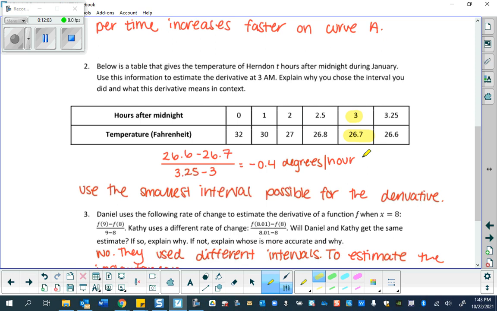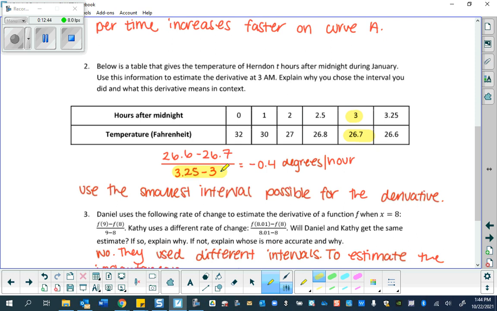So the interesting thing is, it says use this information to estimate the derivative. Explain why you chose the interval that you did. So here, why did I pick 3.25 instead of 2.5 as my x chunk? Think about the bite of the x-axis. Why did I go between 3 and 3 1/4 instead of 2 1/2 and 3? How come? It's the smallest interval. Yeah, thank you, Catherine. It's the smallest interval.